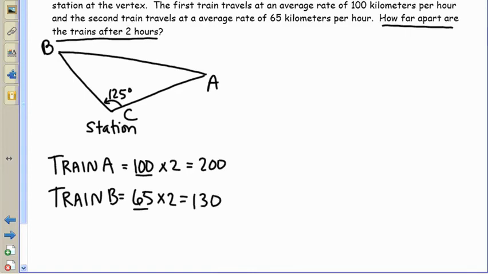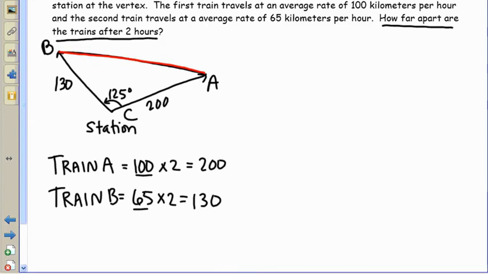So then I know that side B is going to be from the station to train A. So this one is a little bit harder. So from the station to train A has traveled 200 kilometers in 2 hours. And from the station to train B here, we have traveled 130 kilometers in the 2 hours. So now I want to figure out how far apart these are. So I'm trying to figure out this distance right here.